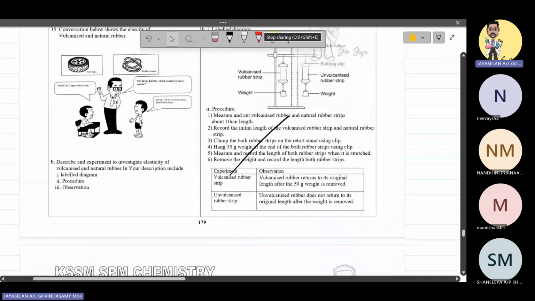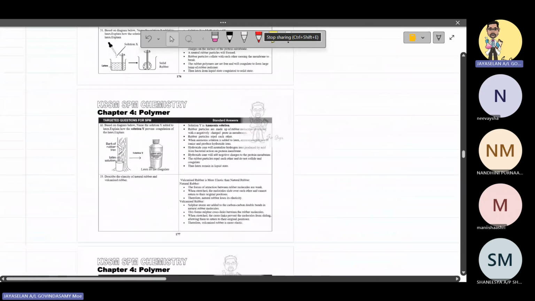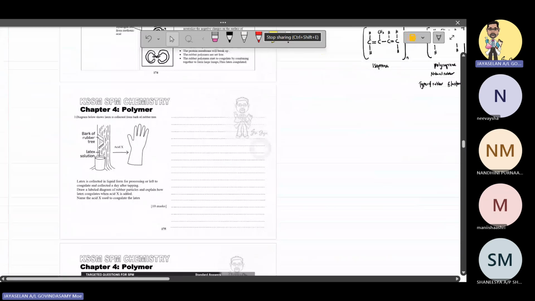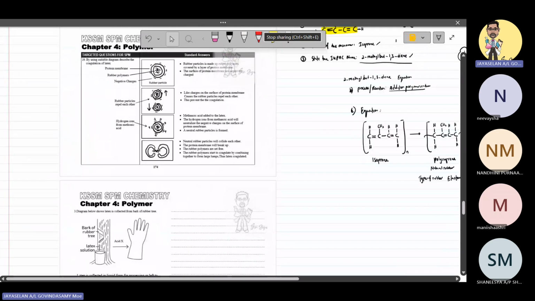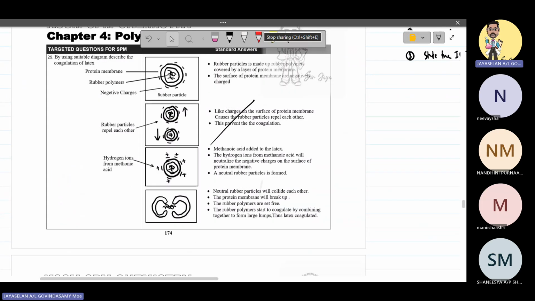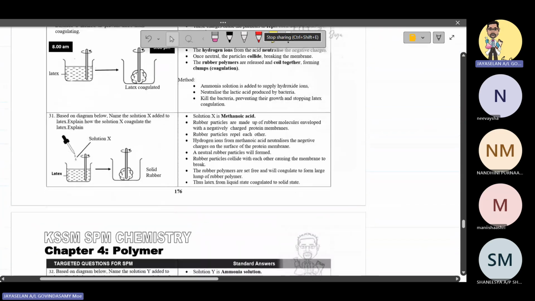Okay, one more experiment. This one we will learn next week. So today we learn until here. And one more, this one we will learn next week. I want you all to memorize this coagulation of latex. After that, you all do on your own. So next week we can finish up this syllabus.